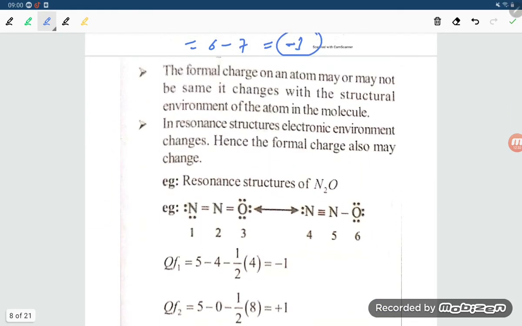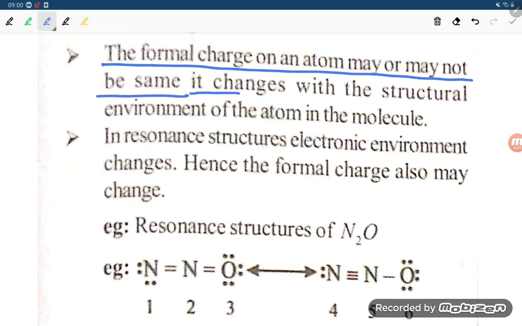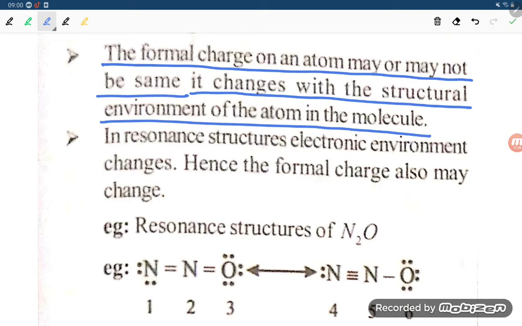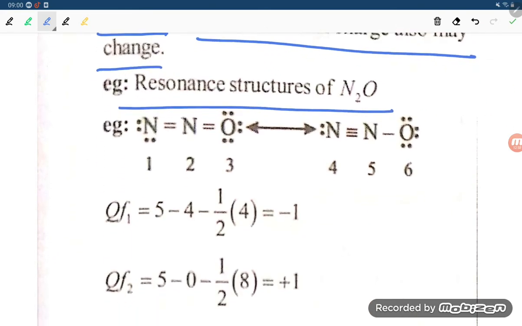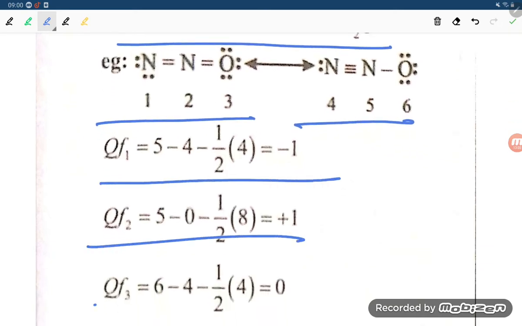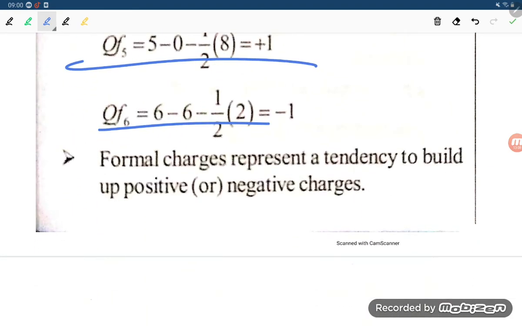Next point, read out, students. Next slide, what are they saying? The formal charge on an atom may or may not be the same. It changes with the structural environment of the atom in a molecule. This means when the structure changes, the formal charge will also change. In resonance structures, the electronic environment changes, hence the formal charge also may change. Resonance structures of N2O, they are saying. This is one structure, that is another structure. So here is the formal charge, and that is also being changed. I am not calculating, you can easily calculate.